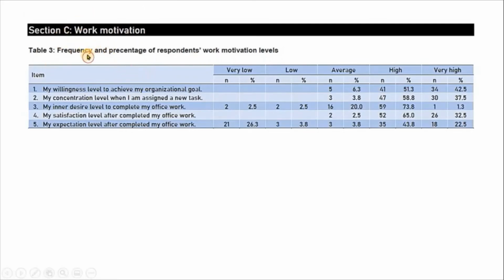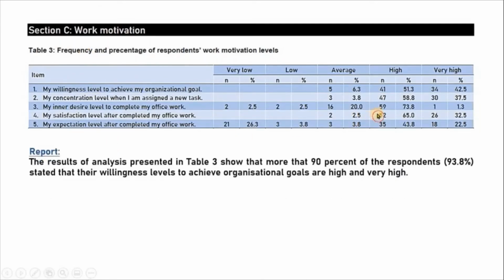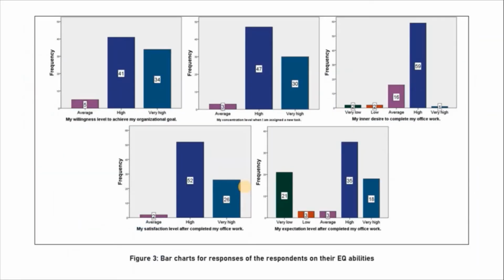For work motivation, we will report the result of the frequencies and percentage into text. Then we will also show the figure for the bar chart of the 5 items. By this way, we will show clearly the result of the analysis, and the readers can compare the result of the 5 items.